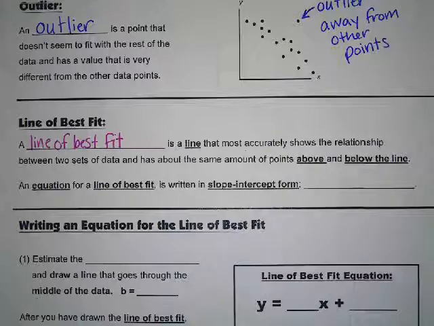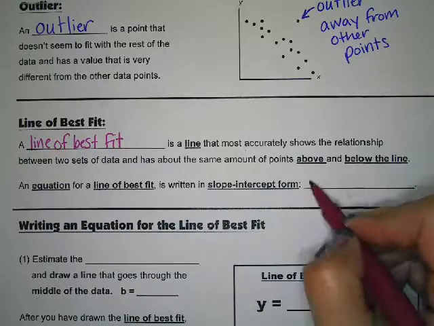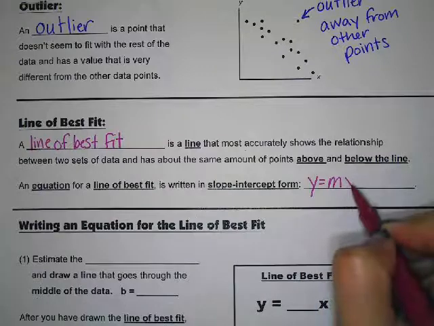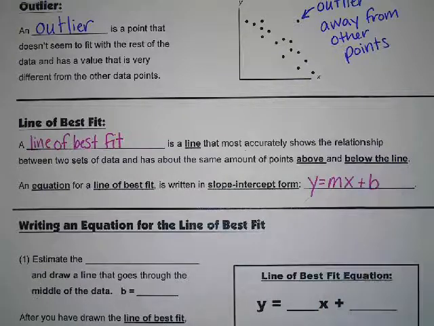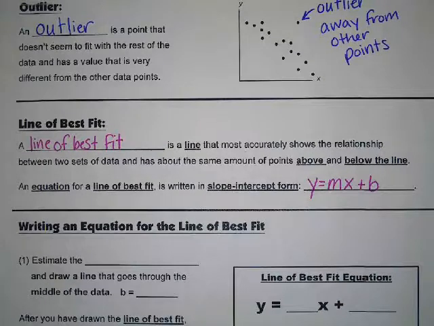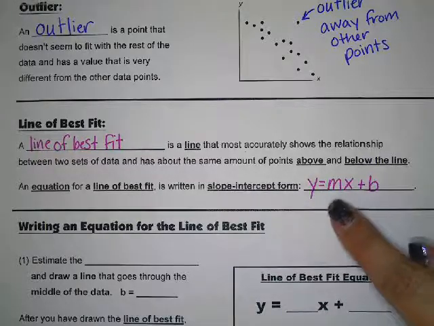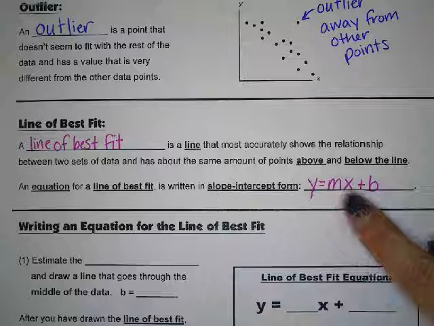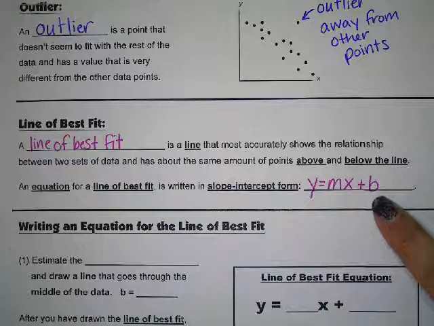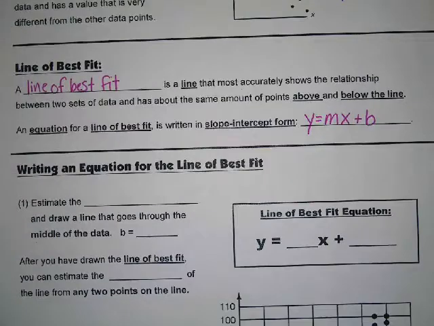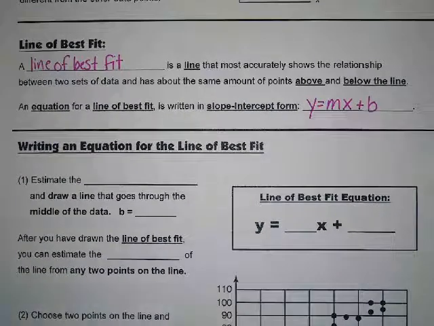An equation for the line of best fit is written in slope-intercept form. So we're working with y equals mx plus b. So just like we did in previous weeks when we were studying the y equals mx plus b and solving different things, we're going to still be using a slope for m and a y-intercept for b. So those are some important things that we're going to need to know. So now we're going to look at writing an equation for the line of best fit.